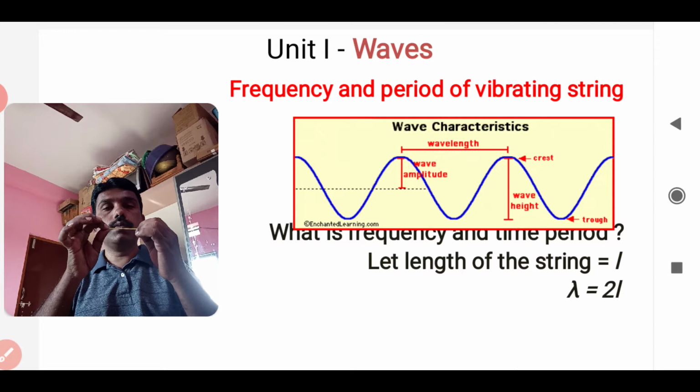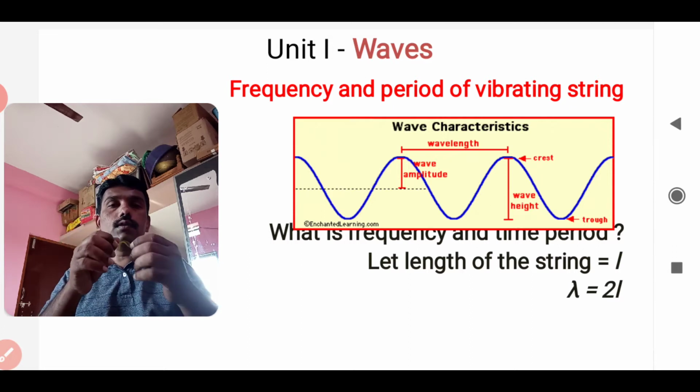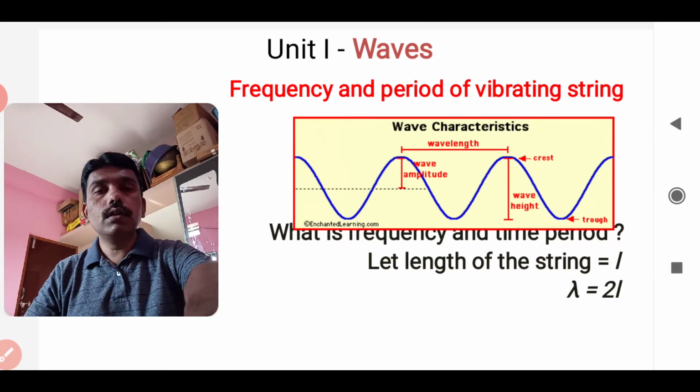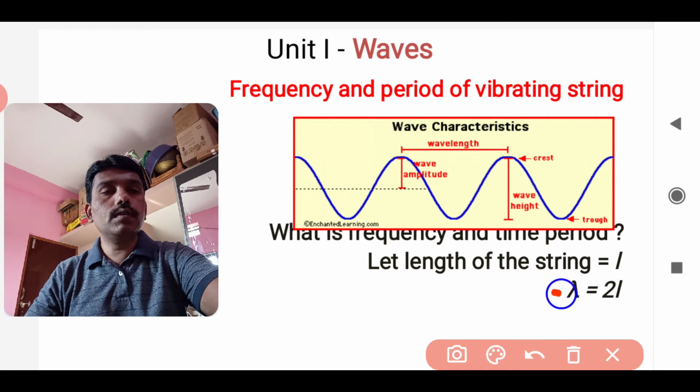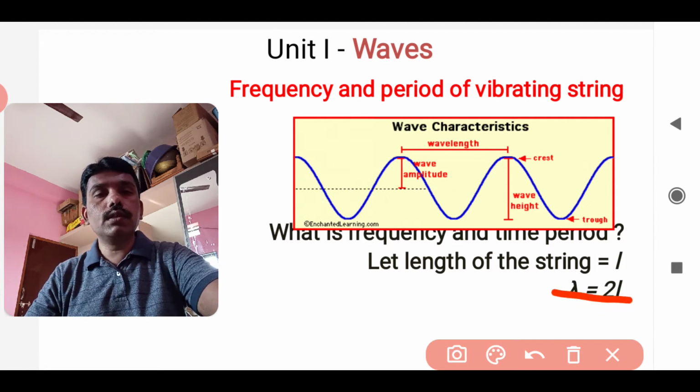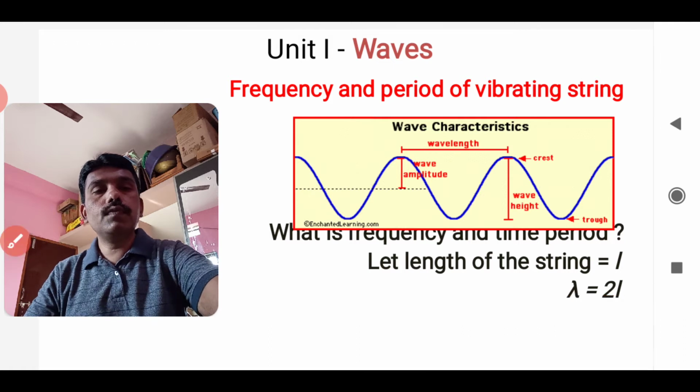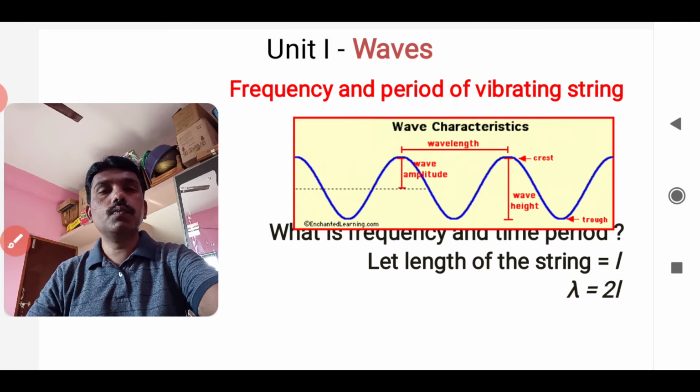It returns back in this fashion, and that's why the travel distance is twice the length of the string. So the lambda, or the wavelength, is nothing but twice L, as the length of the string is considered to be L. Now it is very simple to understand why in the string the wavelength is twice the length of the string.